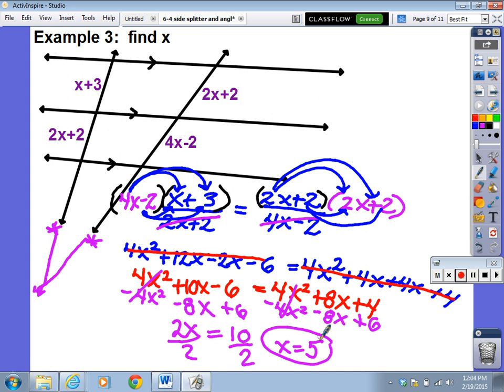Are we supposed to plug it in for the ones? No, it just says. Really good question. It depends on the question and what it's asking. So notice this one just says find x, so we did, so we can stop. If it said find the missing side lengths, we would absolutely plug in 5. So that was a really good question. Okay, last example, then I'll set you free to work.